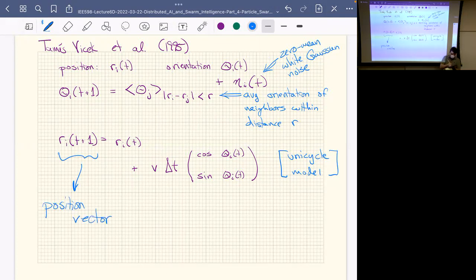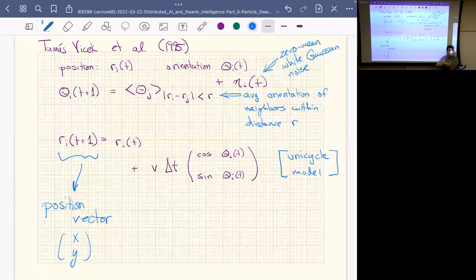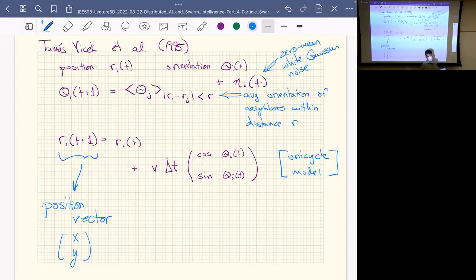So you can think of that as like X, Y. All right, so this is referred to as a unicycle model because, imagine if you're on a unicycle traveling at constant velocity, then the only thing you really have to control is your angle. And so you just turn your wheel and you're like a point particle that is moving at constant velocity, just changing its angle, and that's the way you move around. So it's a unicycle.